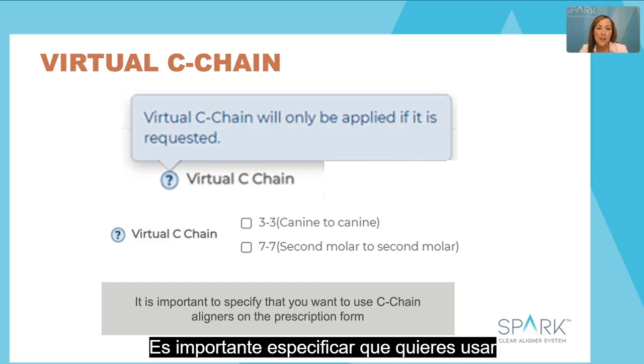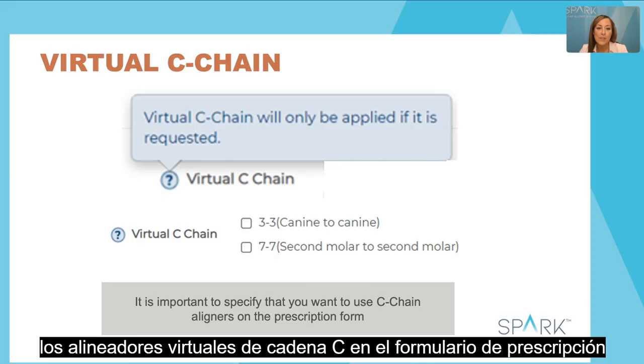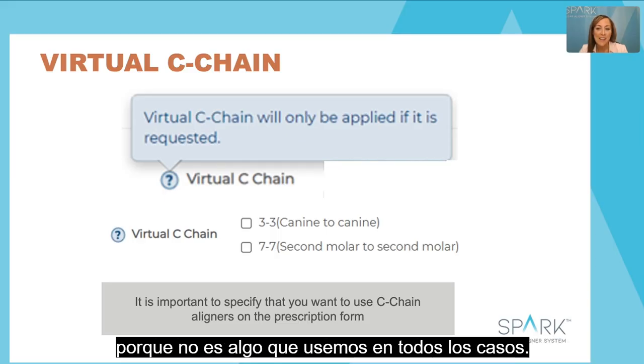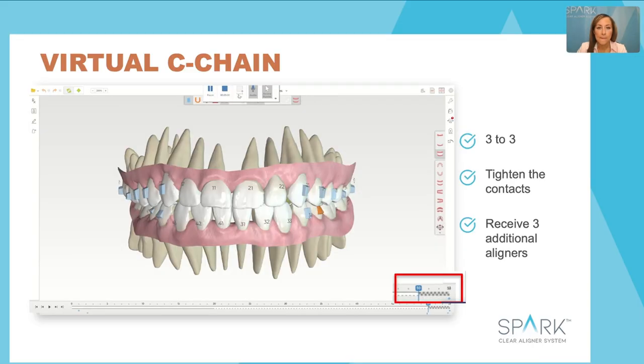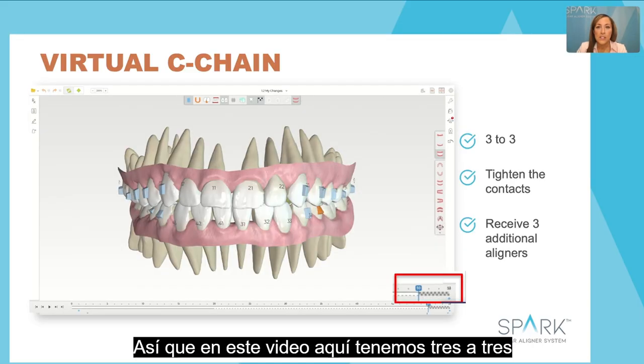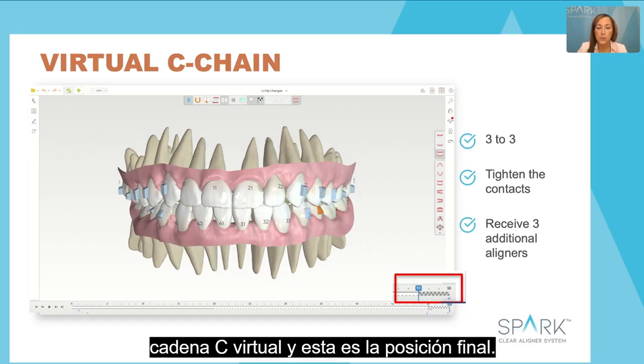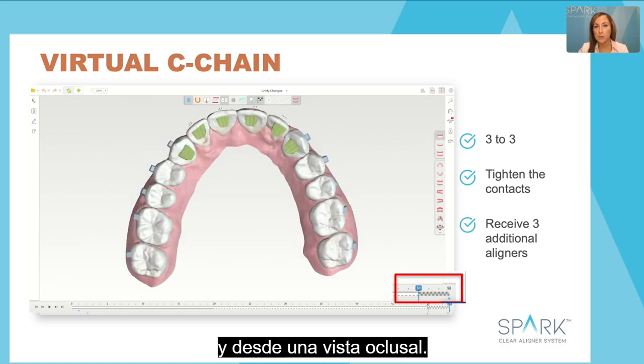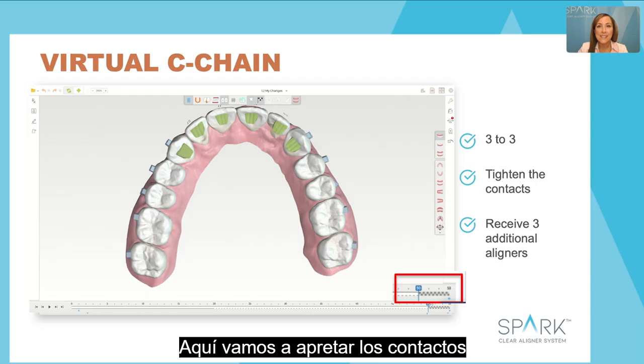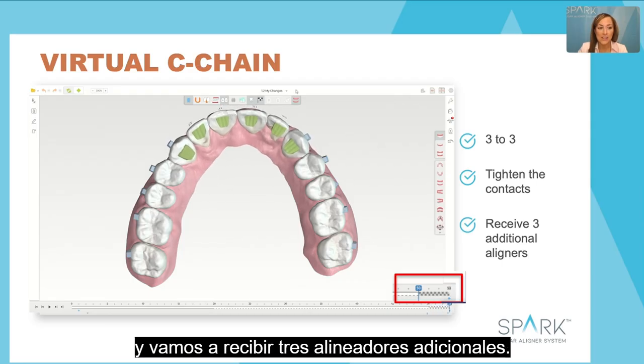It's important to specify that you want to use the virtual C-chain aligners on the prescription form because it's not something we use on every case. So in this video here, we have 3 to 3 virtual C-chain, and this is the final position. This is from an anterior view and from an occlusal view. Here we are going to tighten the contacts and we will receive 3 additional aligners.